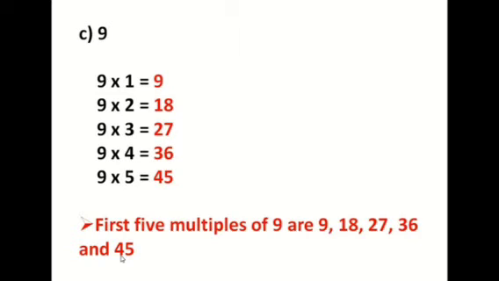Here in these sums, I have given the first 5 multiples. It can be given any number of multiples. You will multiply the number along with how many multiples are there. It may be 6. Then you have to multiply 1, 2, 3, 4, 5 and 6. So however many multiples are asked, that many you have to find out. I hope you all can do this kind of sums very easily.